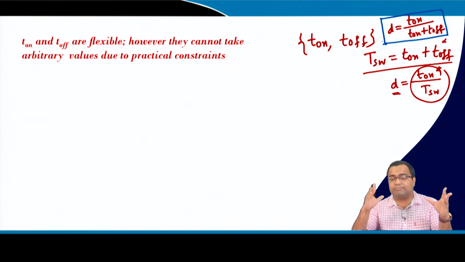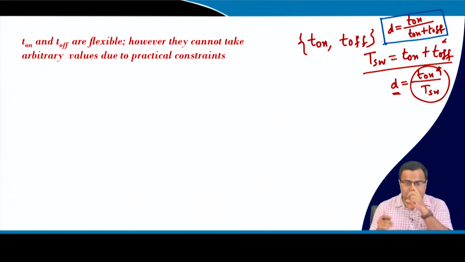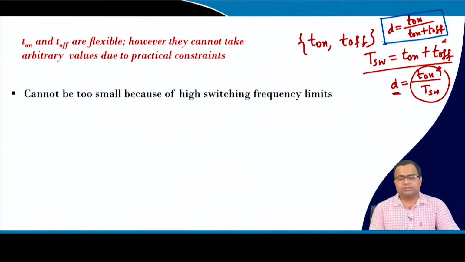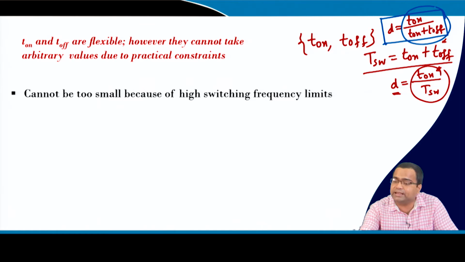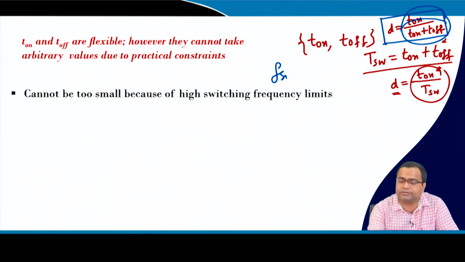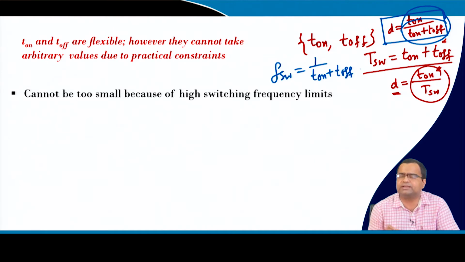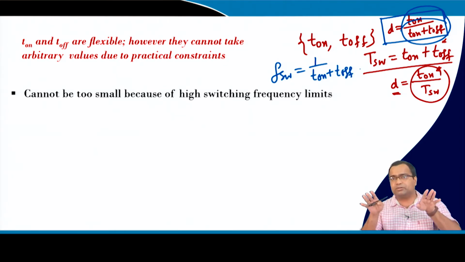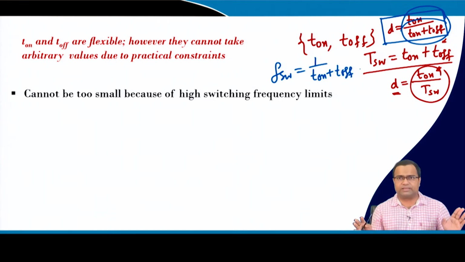flexibility, I mean you can flexibly choose T on, T off, but there are some practical constraints. T on, T off cannot be too small, it cannot be too small even though you keep the ratio the same, because if you decrease T on, T off, then the time period will decrease and your switching frequency, which is 1 by T on plus T off, right. So, if you decrease their sum, then the switching frequency is very high. So, there is a limit on the switching frequency, otherwise losses will be there, there are many other practical aspects.